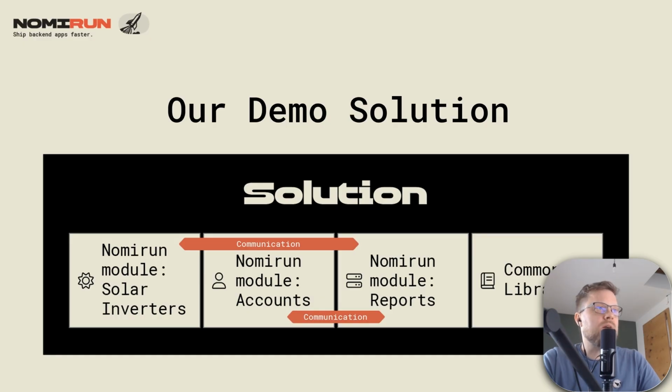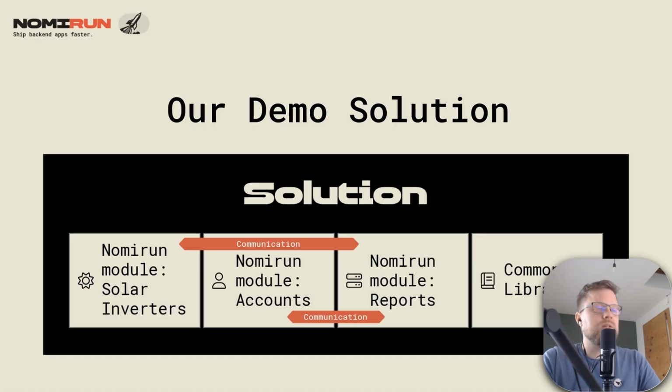In this case, we have 3 Nomirun modules: solar inverters, accounts, and reports. And we have a 4th thing at the end, a common library, and that is a library that's shared between those 3 modules. And you can also see in red the communication paths. Let's say the reports module needs to communicate with the accounts module, and it also needs to communicate with the solar inverter module. So this just indicates that there is some sort of cross-module communication going on.